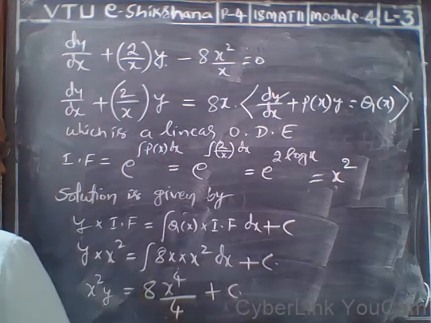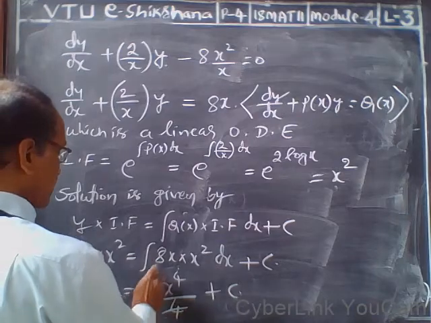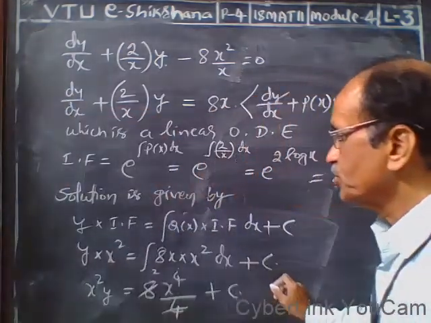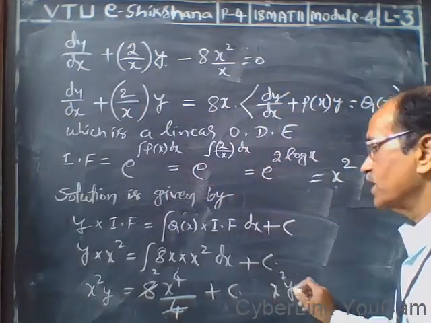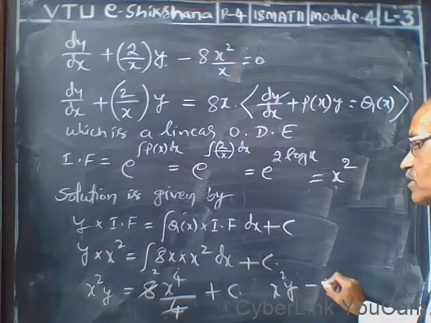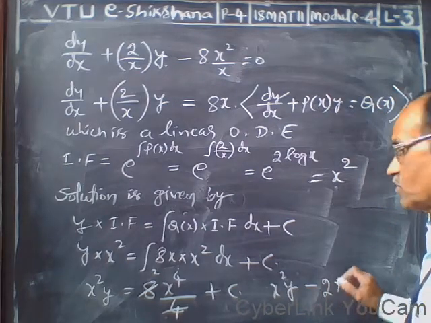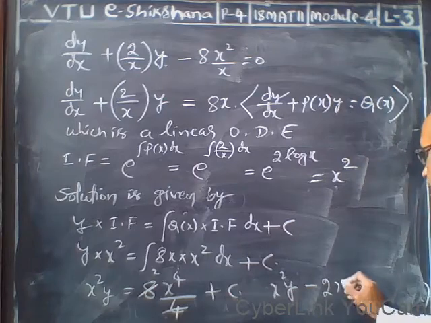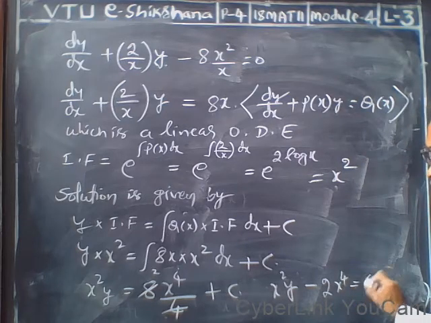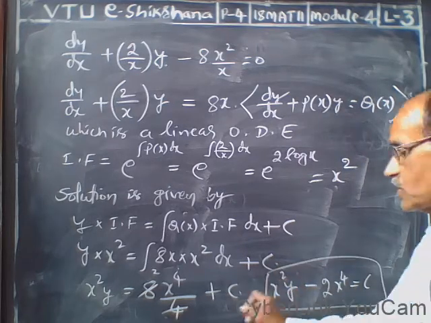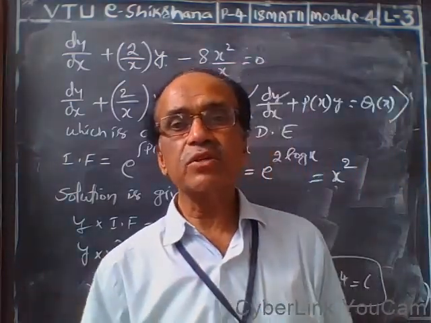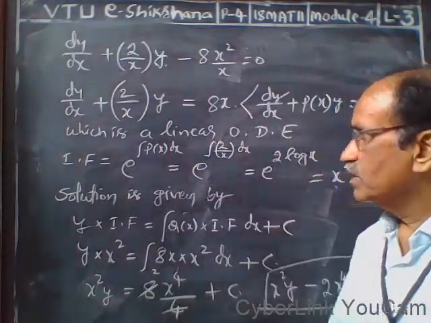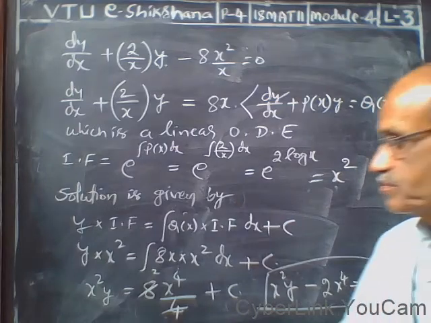Then the final solution: 4 twos are 8, so the final solution will be x square y minus 8 by 4, that is 2, x to the power 4 equal to a constant. This is the final solution. We call it the general solution of this linear differential equation.